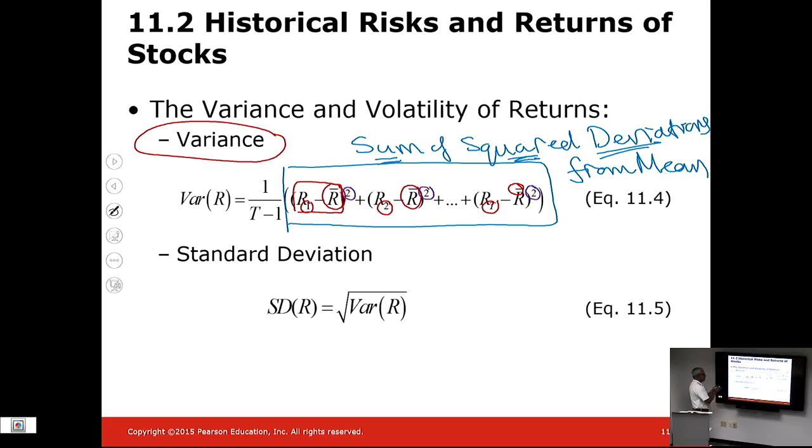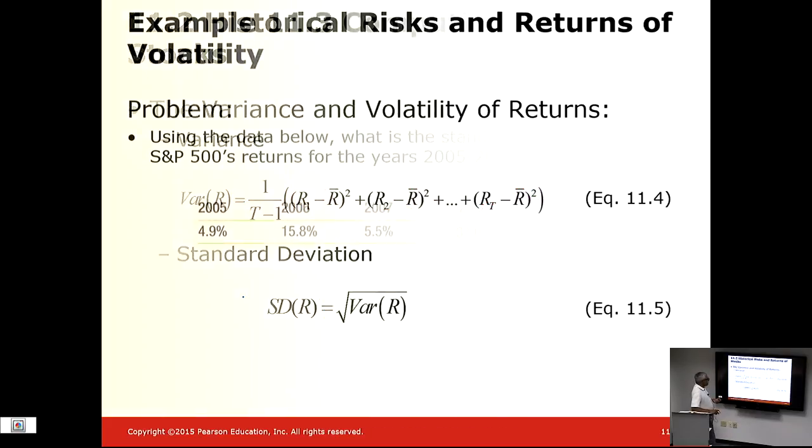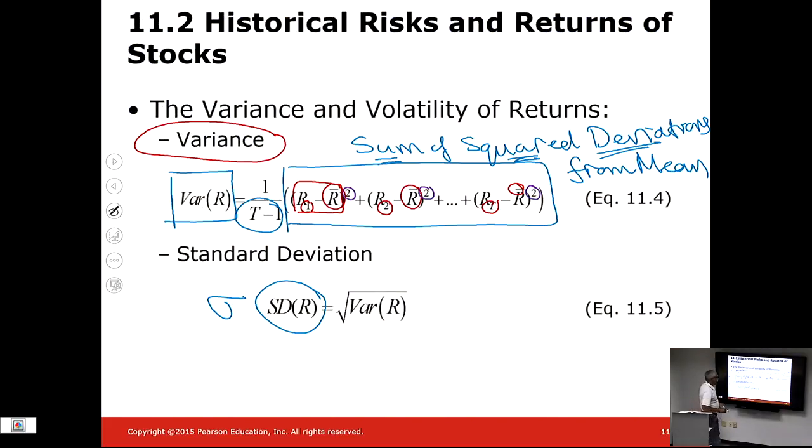Three-step process. First, the deviation from the mean, then we take the square of the deviation from the mean, and then we add it up. And we divide all of that by t minus 1. We divide the entire blue box by t minus 1. This process yields the variance, the variability of my distribution. Once I take the square root of the variance, I get my standard deviation. Sometimes we also write that as sigma. And standard deviation is a measure of risk.